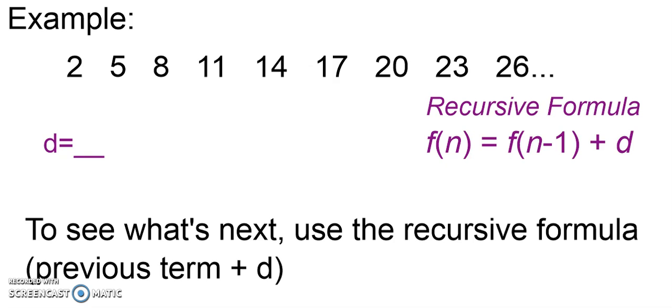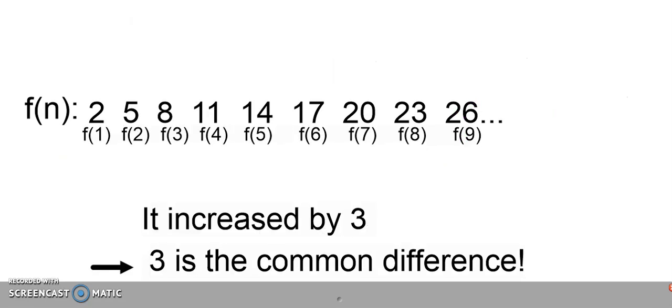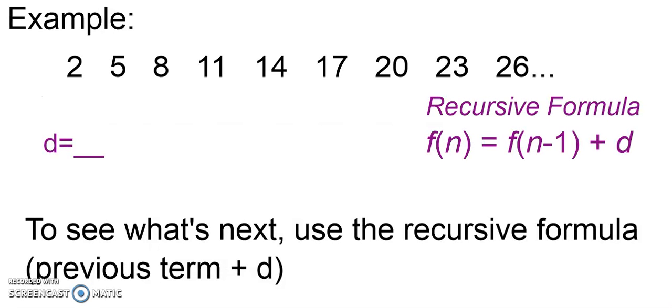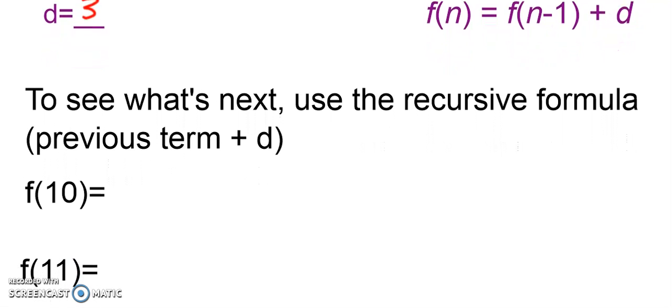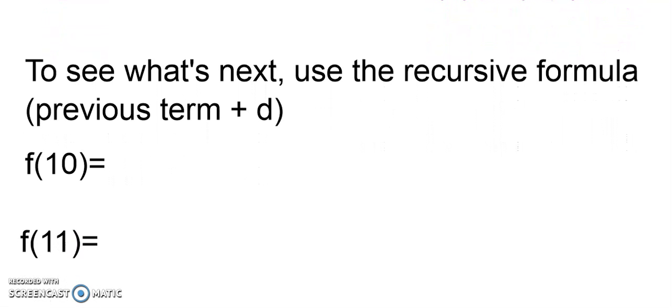So if we take that same sequence, no need to rewrite it, and I want to write a recursive formula now. All I really need to do is add in my common difference. So the common difference is the number that we are adding on each time, which we said was 3. And so to use the recursive formula, we need to take the previous term plus d.